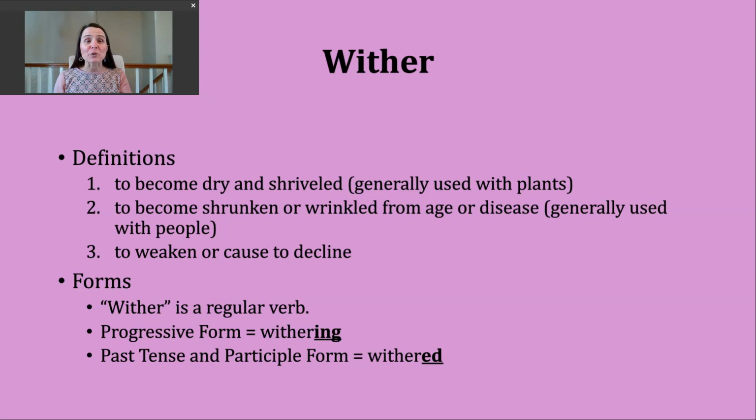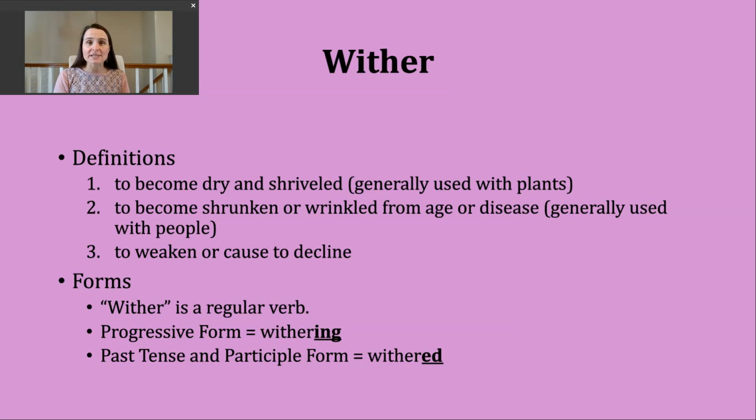A second way you hear wither used is in connection more with people. Here we're describing a person who is maybe shrinking, getting smaller, maybe getting more wrinkly from old age or perhaps an illness or disease. A third way you hear the verb wither used is to mean to weaken or cause something to decline. So here we might be talking about the quality of something going down or even the existence of something.